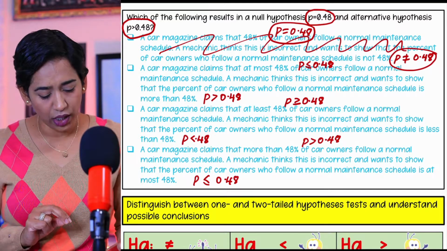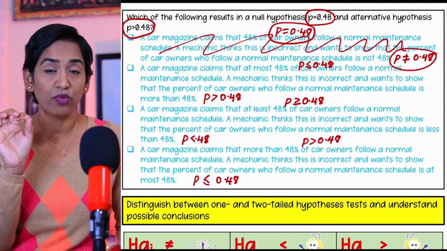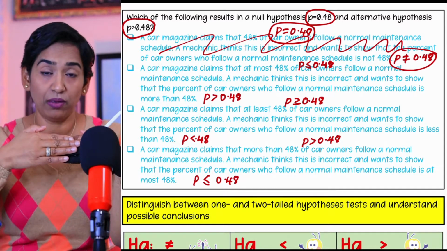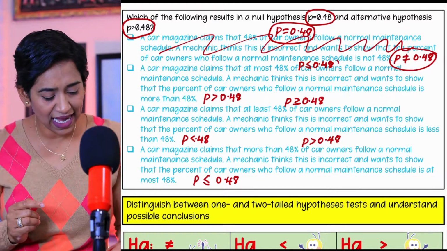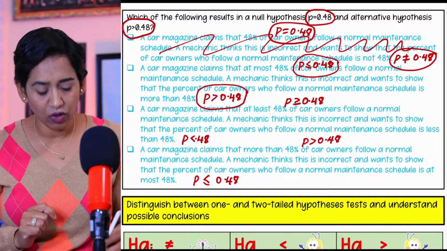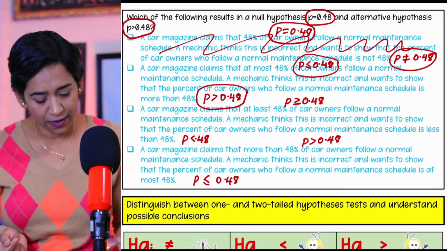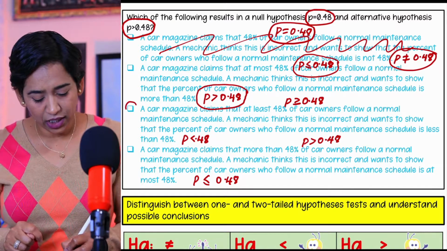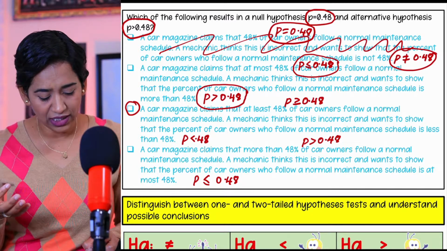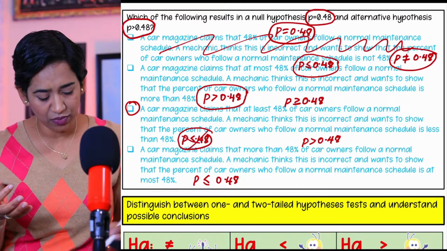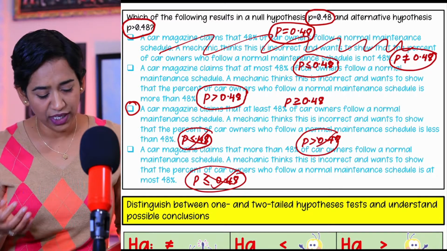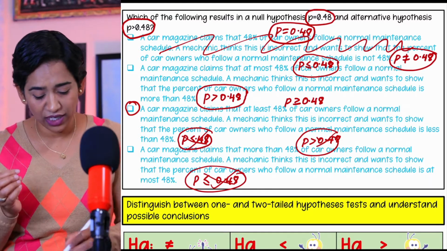In the second one, remember what I'm trying to look for: my null equal to. That means it should have an equal to symbol. Yes, this has an equal to symbol. What about my alternative? The alternative is greater than. Do you see that? Let's look at the third option. This is greater than or equal to, and my alternative is less than. So this cannot be. So my only option here is option 2.